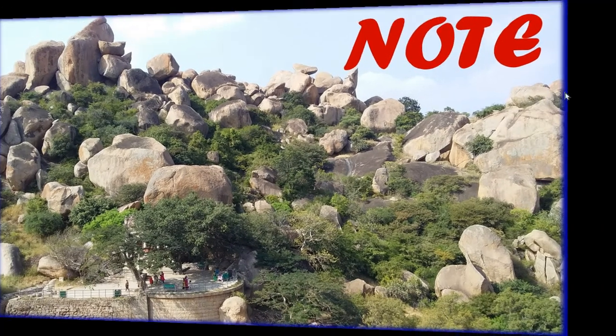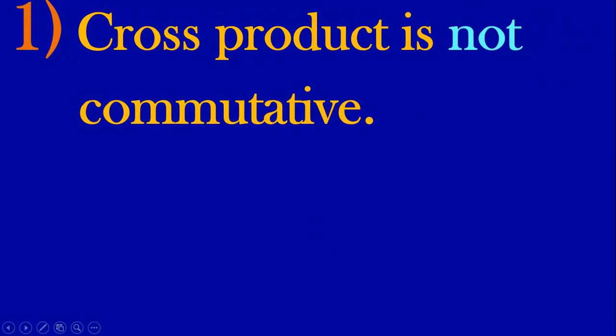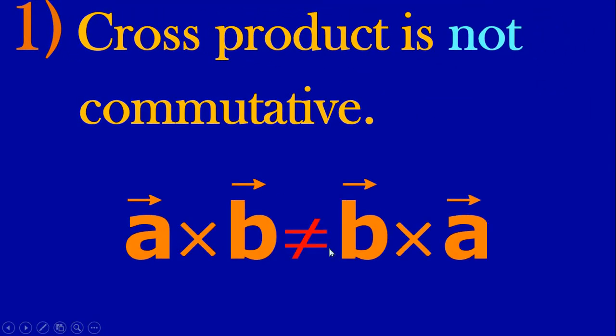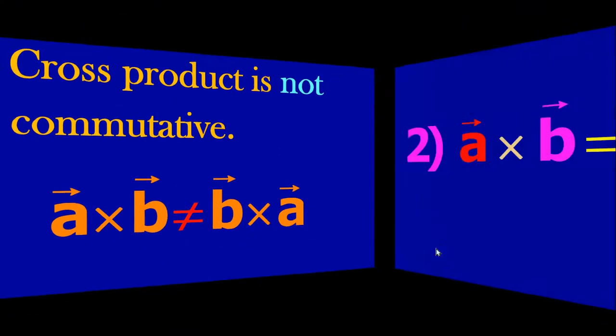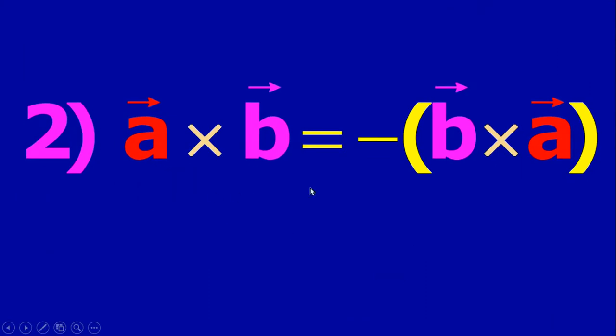Next we see some notes. First one, cross product is not commutative. That is, a vector cross b vector is not equal to b vector cross a vector. So here a vector cross b vector and b vector cross a vector are not equal. That is, a vector cross b vector can be written as minus of b vector cross a vector, because they are in opposite directions. So therefore we can write a vector cross b vector equal to minus of b vector cross a vector.